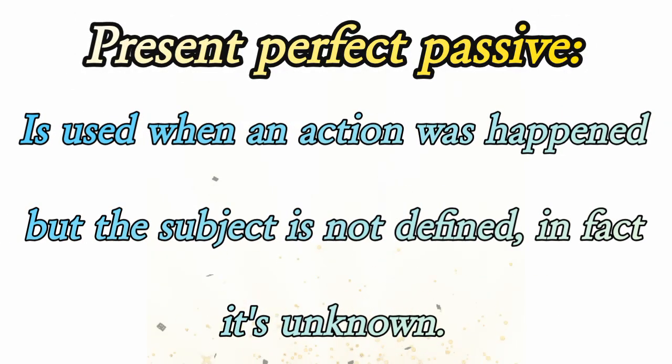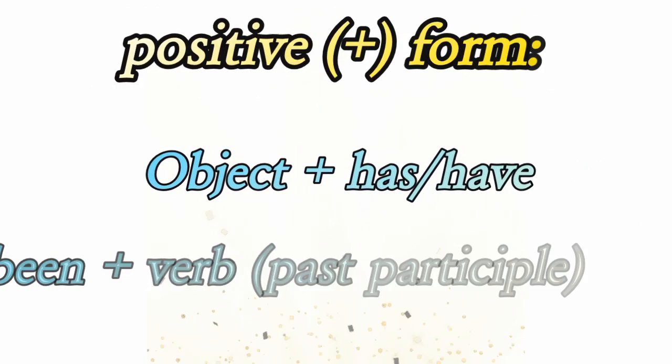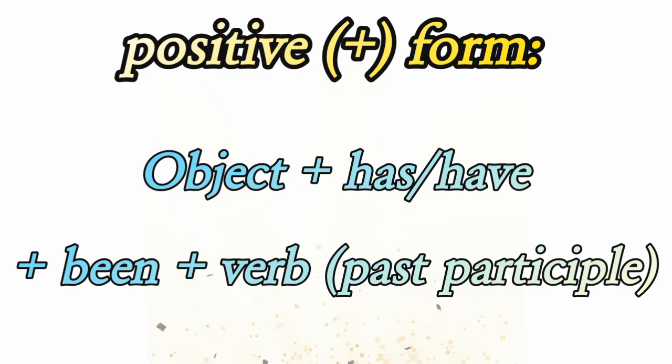Present perfect passive is used when an action has happened, but the subject is not defined. In fact, it is unknown. Positive form is object plus have or has plus been plus verb.